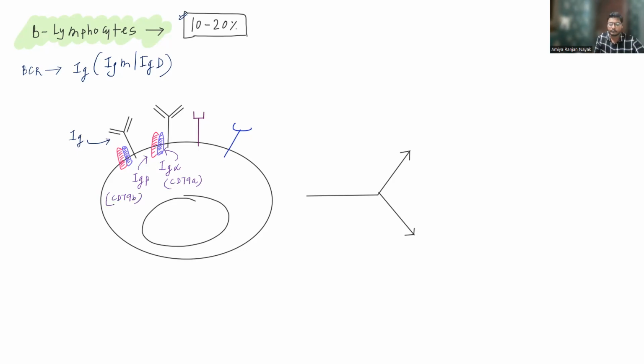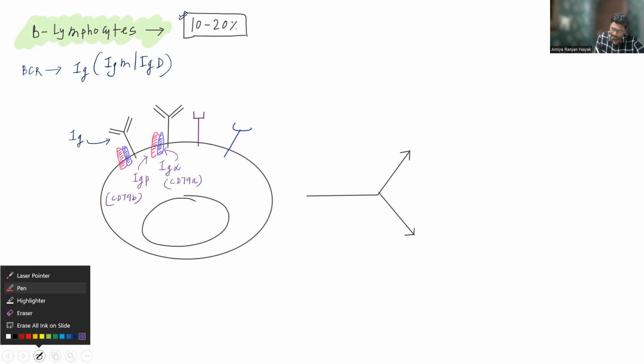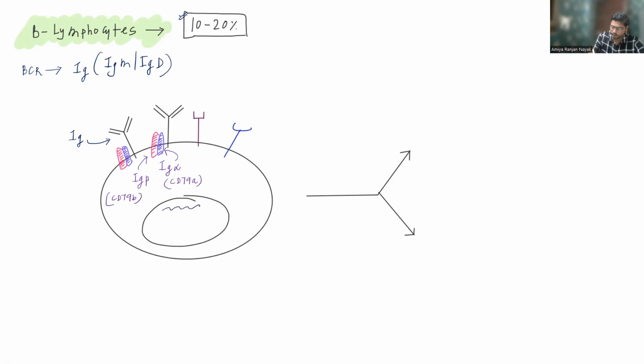Of course, the B cell receptors will also be diverse, and that diversity is caused by the recombination that we have already discussed with the help of the RAG gene. So the B cell receptor complex is very simple. It will have the immunoglobulin molecule, IgM or IgD. Along with that, it will have associated proteins like immunoglobulin alpha and beta, otherwise known as CD79A and CD79B. So this is the B cell receptor complex.